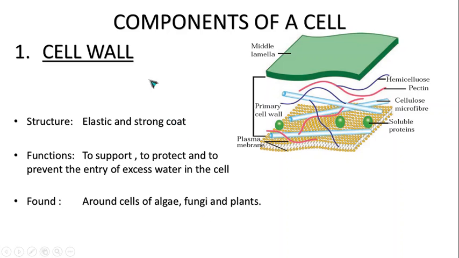Components of a cell. First one is the cell wall. Structure: it's elastic and has a strong coat. Functions: to support, to protect and to prevent the entry of excess water in the cell. Found around cells of algae, fungi and plants.